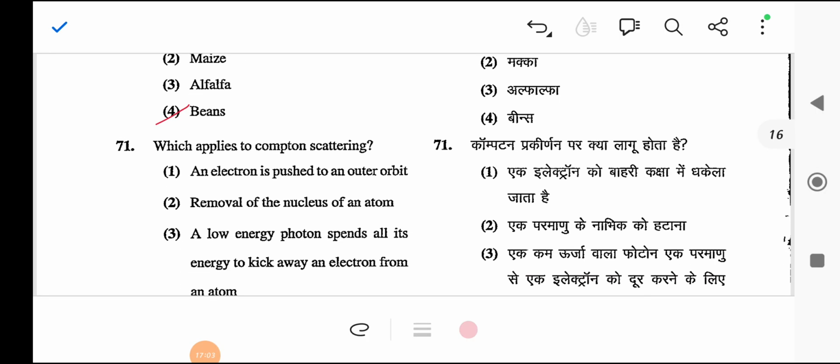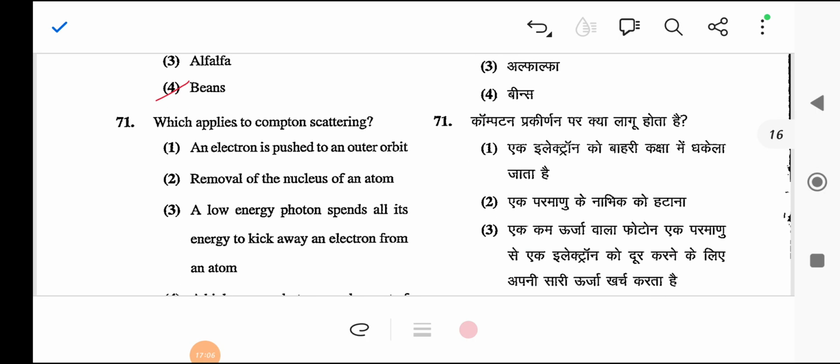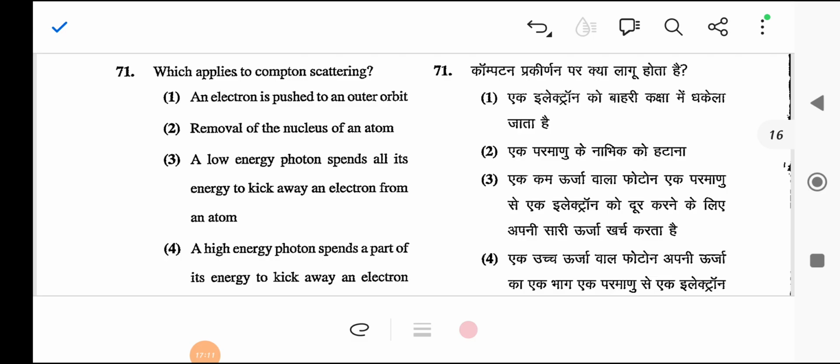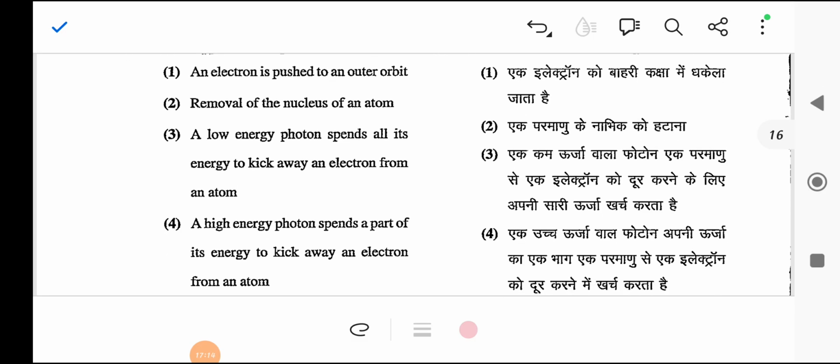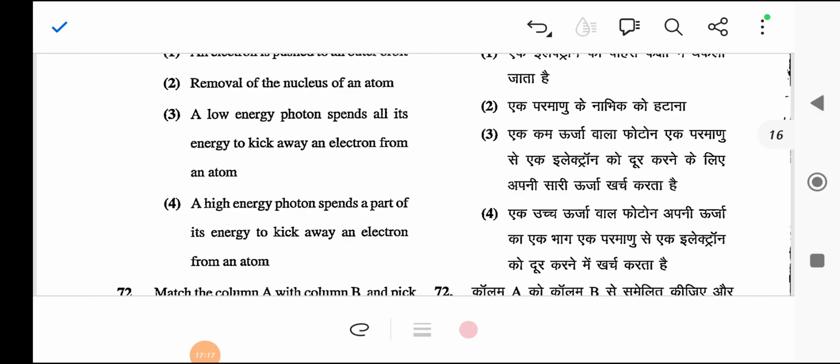Next is, which applies to Compton scattering? Compton scattering is when a high energy photon spends a part of its energy to kick away an electron from an atom. The photons present in the light will spend some part of their energy to kick away the electron, moving the electron away from an atom. This is Compton scattering.